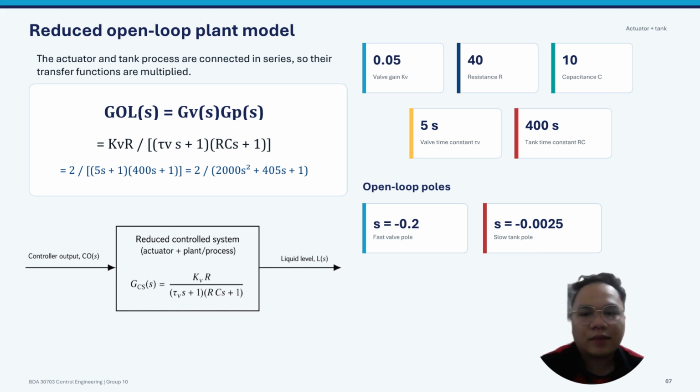Using the selected parameters, the valve gain is 0.05 and the hydraulic resistance is 40. The capacitance is 10 and the valve time constant is 5 seconds. The tank time constant is 400 seconds. So the resulting transfer function has two poles at negative 0.2 and negative 0.0025. Both poles are in the left half plane, indicating the open loop system is stable.